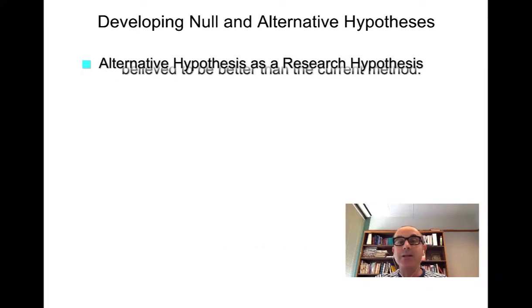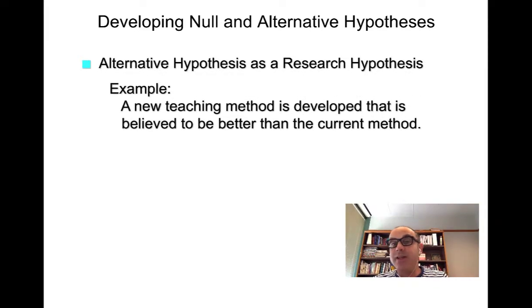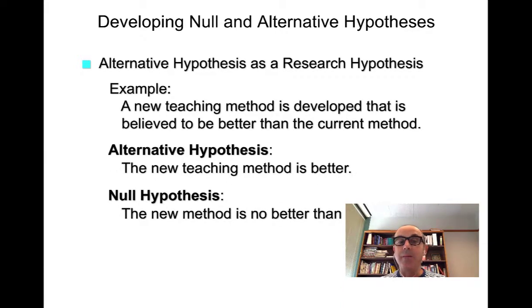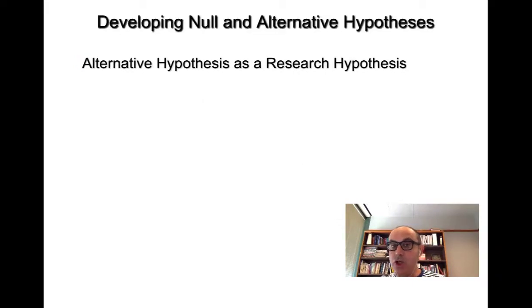Let's start with an example. A new teaching method is developed and it is believed to be better than the current method. The alternative hypothesis in this case will be that the new teaching method is better. The null hypothesis will be that the new method is no better than the old method. See the difference between those two statements; your objective and your goal is to prove that your alternative hypothesis is true and the null hypothesis is wrong.